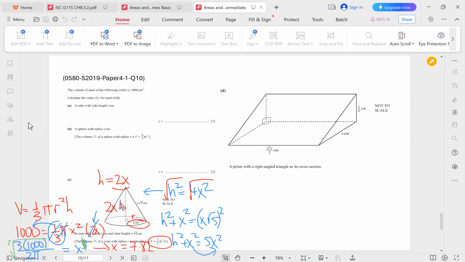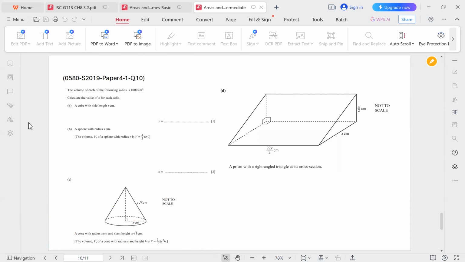Moving on to the last part of the question, question D. We have a prism with a right angle triangle as its cross section. So the volume of the prism is base area times height. And like I told you, the height does not have to be vertical. So the height of the prism here is actually this side here. This is the height. And the base area is the area of the face of the prism, which is the right angled triangle here. So this would be the base area.